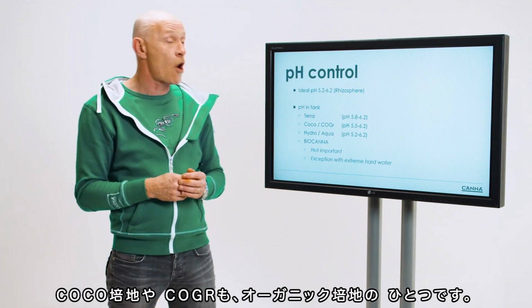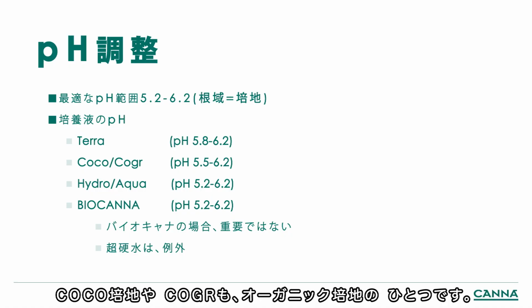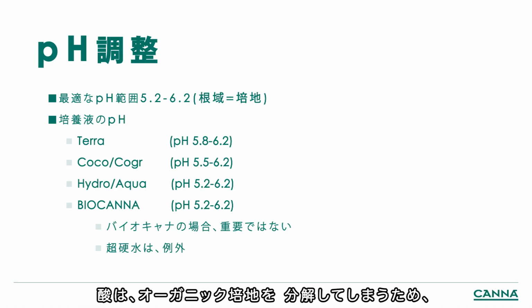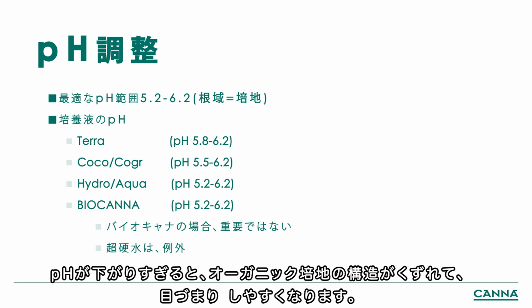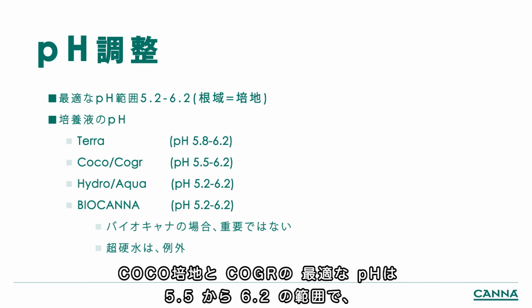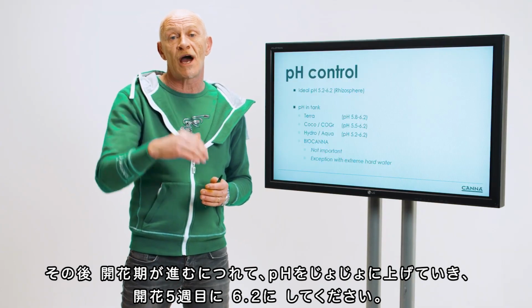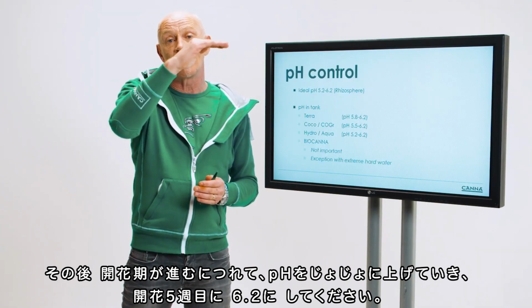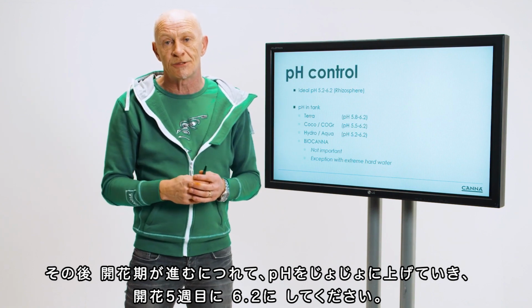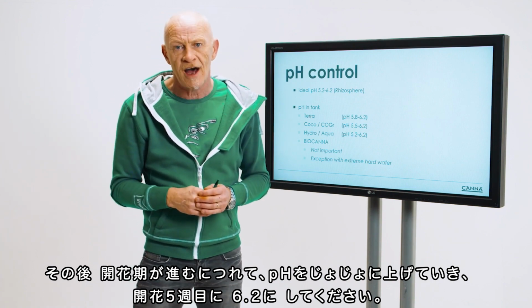Another substrate, coco, is still an organic product. Acid will damage organic products. So when the pH is too low, you break down the structure of your substrate. For coco, we recommend a pH between 5.5 and 6.2. And of course, the low pH we give in the vegetative phase, 5.5, and when we go into flowering, we go up little by little till we reach 6.2 in flowering week 5.